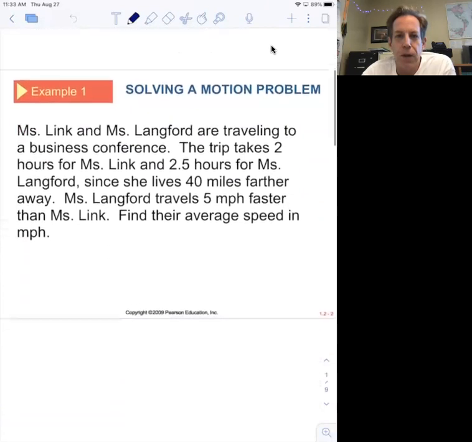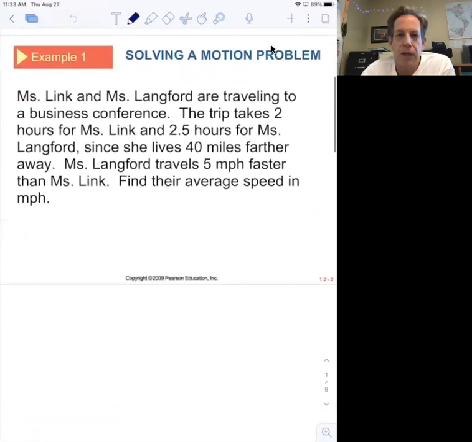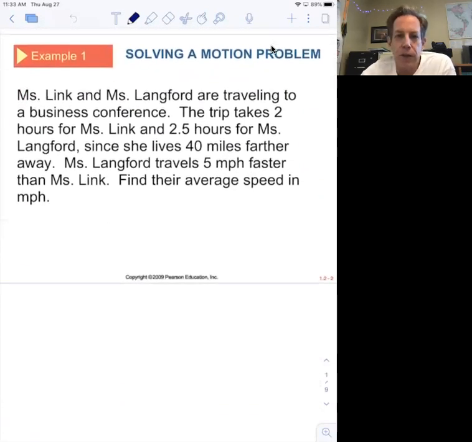Okay. All right. So for this first problem, it says Miss Link and Miss Langford are traveling to a business conference. The trip takes 2 hours for Miss Link and 2.5 hours for Miss Langford, since she lives 40 miles farther away. Miss Langford travels 5 miles per hour faster than Miss Link. Find their average speed in miles per hour.